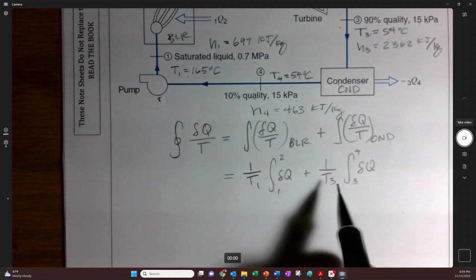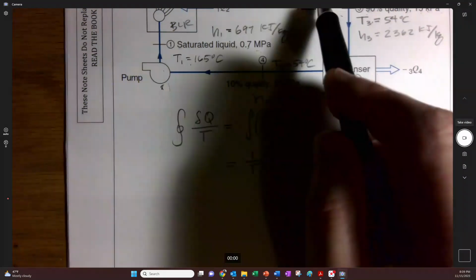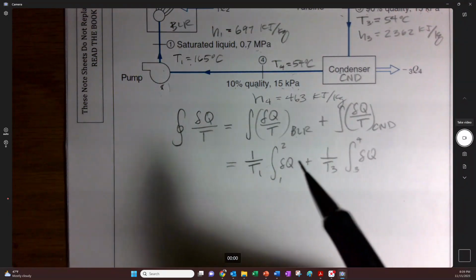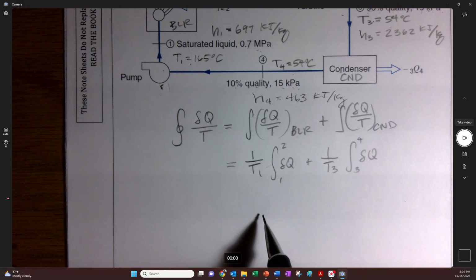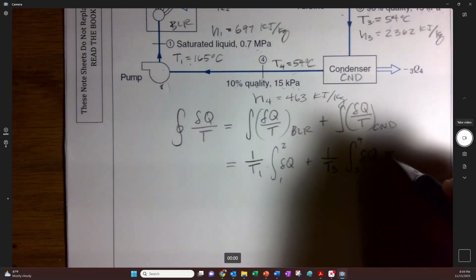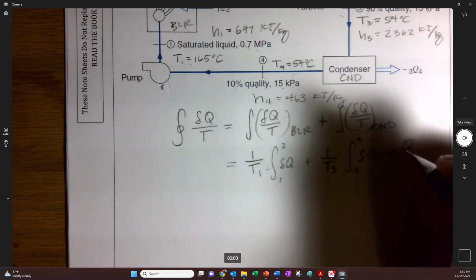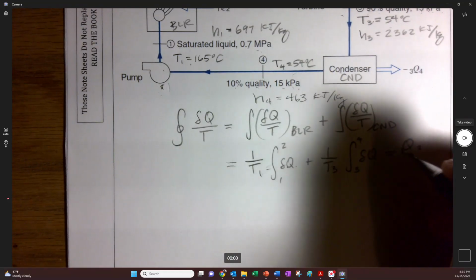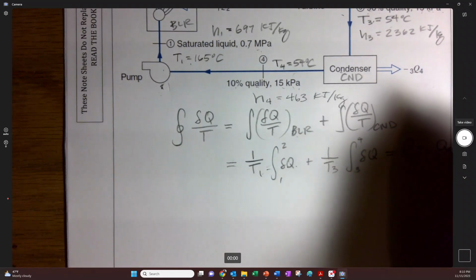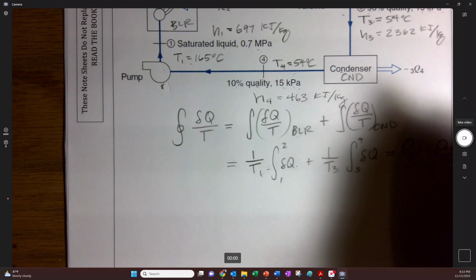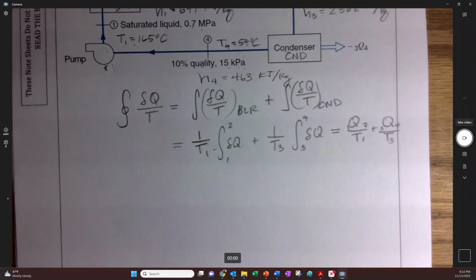Right, so these are the only two places where heat is actually exchanged. It's not exchanged in the pump or the turbine. We can treat those as if they're adiabatic. So what we end up with once we integrate these is Q 1 to 2 over T1 plus Q 3 to 4 over T3. So that's the test that we're going to play.